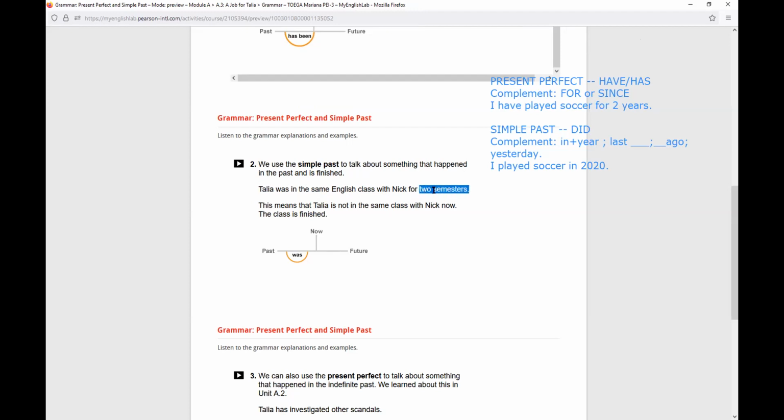Nosotros sabemos que un semestre consta de 6 meses. El otro semestre consta de 6 meses. Entonces, ya nos da un tiempo exacto, ¿no? Nos da un tiempo exacto que Talia estaba en la misma clase de inglés con Nick por 2 semestres, por 12 meses. Ya empezó y acabó eso. ¿Listo? Porque nos da el tiempo con exactitud.